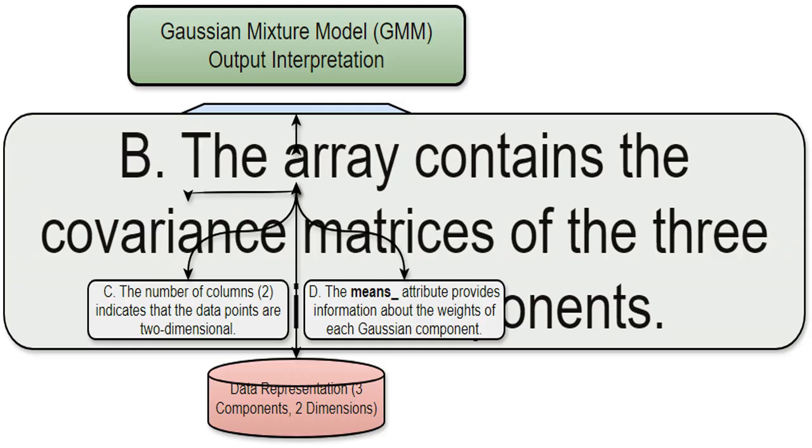This one is incorrect too. The covariance matrices, which tell you how spread out the data is for each component, are stored in a different attribute, namely covariances. The means attribute only provides the location, not the spread of each Gaussian component. Think of it like this: means are the centers. Covariances describe the sizes of each bell curve.